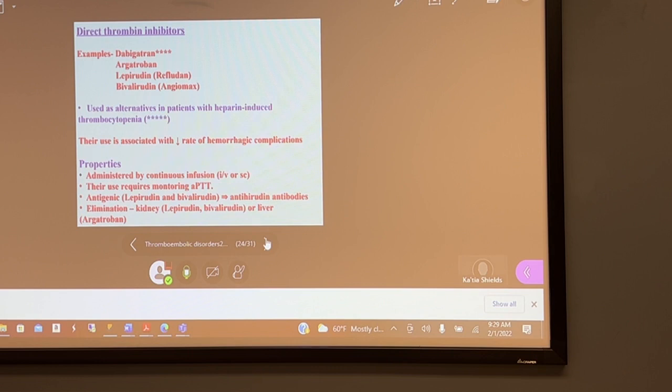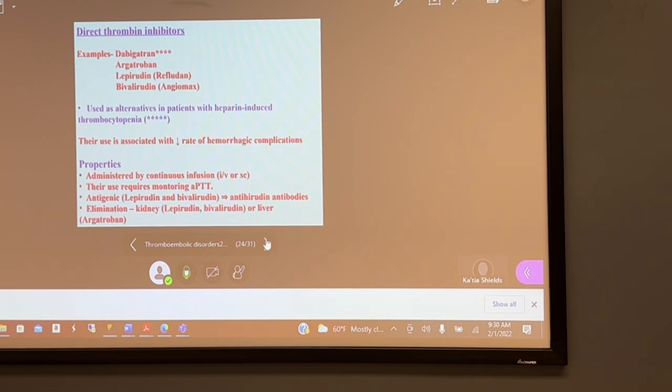The next slide talks about the direct thrombin inhibitors. Heparin, you will see it as an indirect thrombin inhibitor because it works through antithrombin. But then you have those ones that work directly on thrombin, and we call them direct thrombin inhibitors. Examples are dabigatran, argatroban, lepirudin, and bivalirudin. When do these ones become useful? It's usually when there is heparin-induced thrombocytopenia. You want to avoid that effect, so you go for the direct thrombin inhibitors.